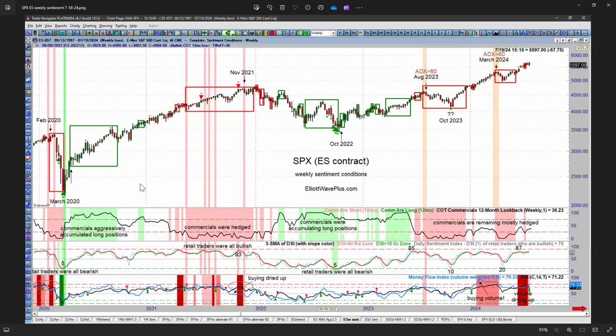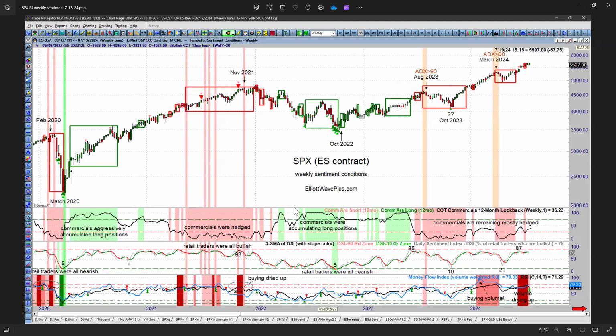Now, if you look back at previous situations, we had a perfect bearish storm in February of 2020. Commercials were heavily hedged. Retail got all the way down to a 5 on that COVID plunge. And very quickly, the commercials aggressively bought that bottom. It was a perfect storm where commercials wanted to buy, retail had thrown in the towel.